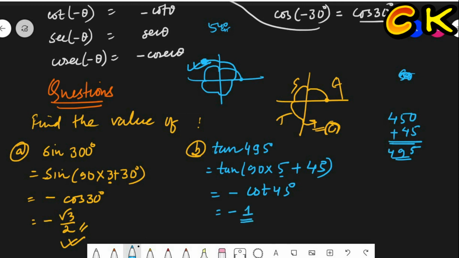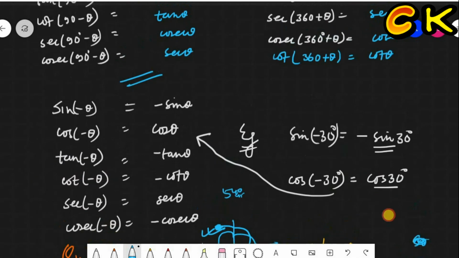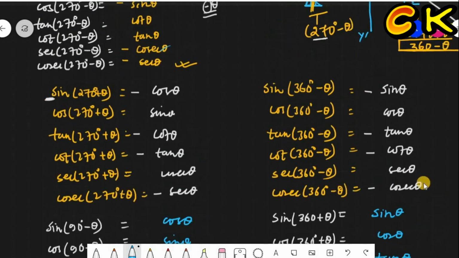Okay. So like this, you can easily solve various questions which come under the CAST rule. So I hope you have understood this very important concept, that is the CAST rule.